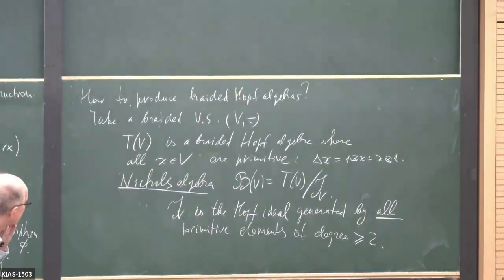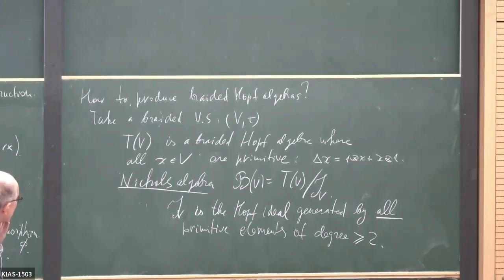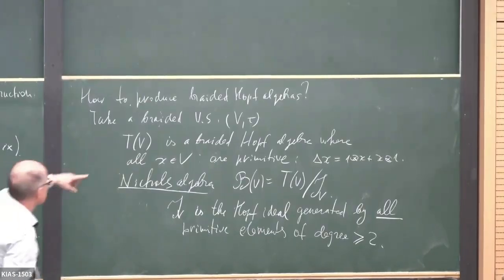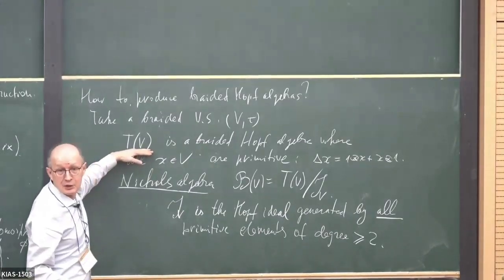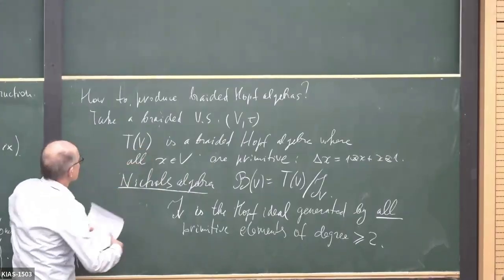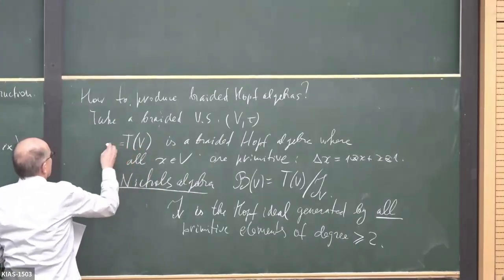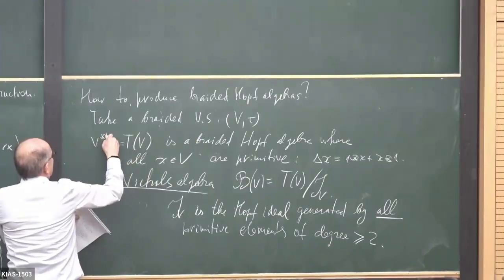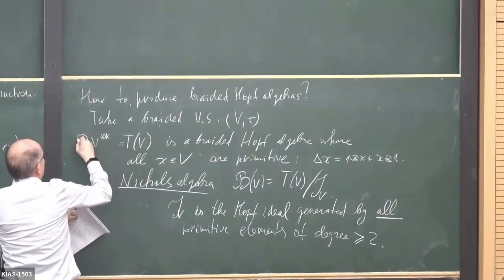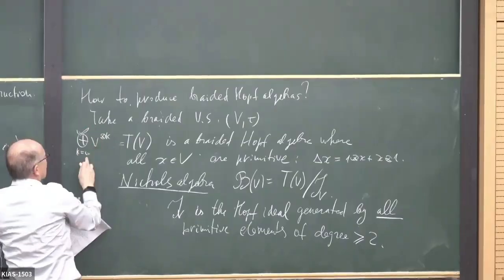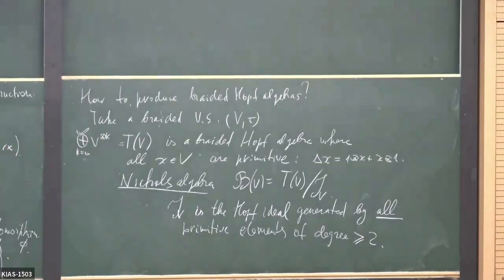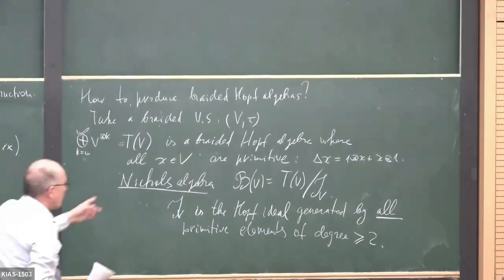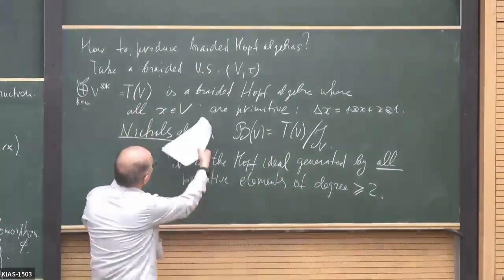Sorry? Of what? Degree. In T of V you have a natural degree. So k is the degree. Okay, let me give one example of why this is practical.